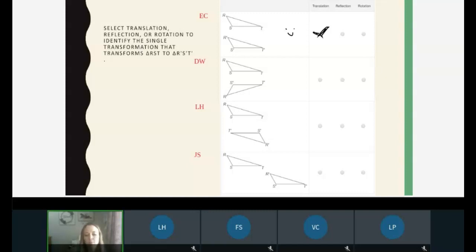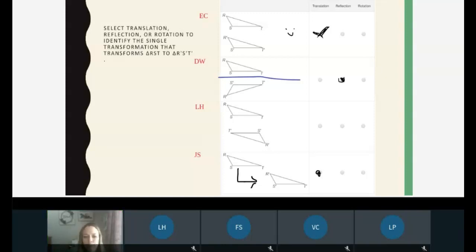Can you guys hop on the mic and tell me maybe how you're right, Emma, that first one's translation. Very nice. Can you describe what you were thinking when you figured out it was translation? Okay, Emma, that sounds good. Yep, that's the second one. Good. So nice, Dax. That is a reflection. Awesome. Go for it, Dax.